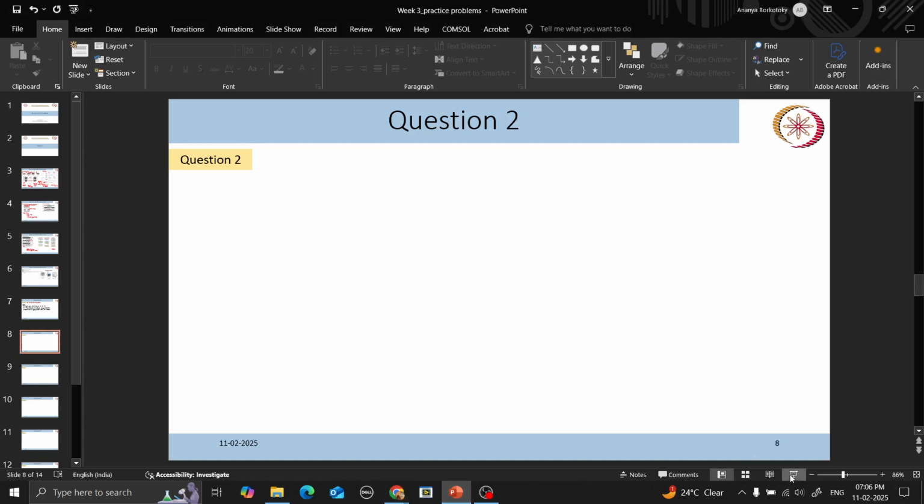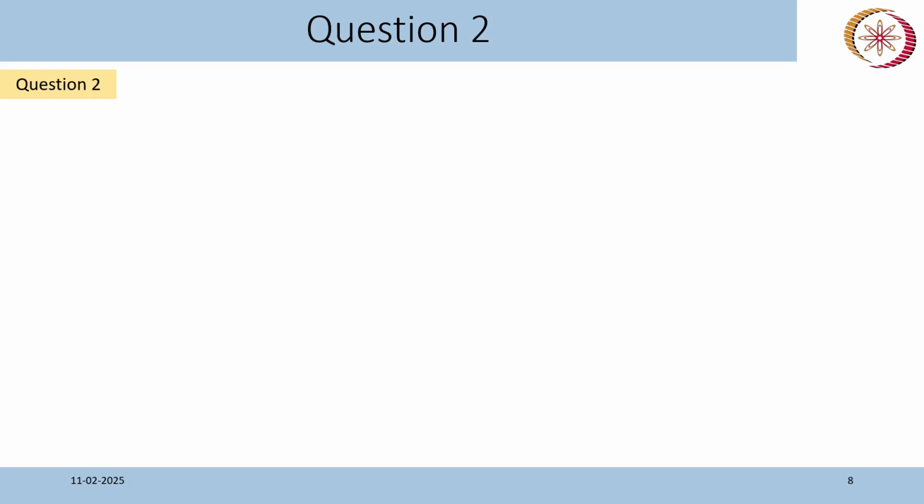Okay, let's go to the next question. I will write down the question first. What is the primary advantage of anisotropic etching over isotropic etching?